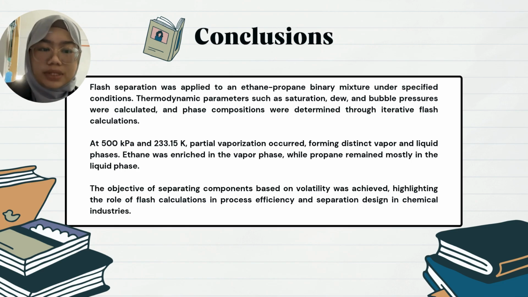At 500 kilopascals and 233.15 Kelvin, partial vaporization occurred. This resulted in two distinct phases, liquid and vapor, with ethane concentrated in the vapor phase due to its high volatility, while propane remained mostly in the liquid phase. So this confirms the main goal of flash separation, which is to separate components based on volatility differences.